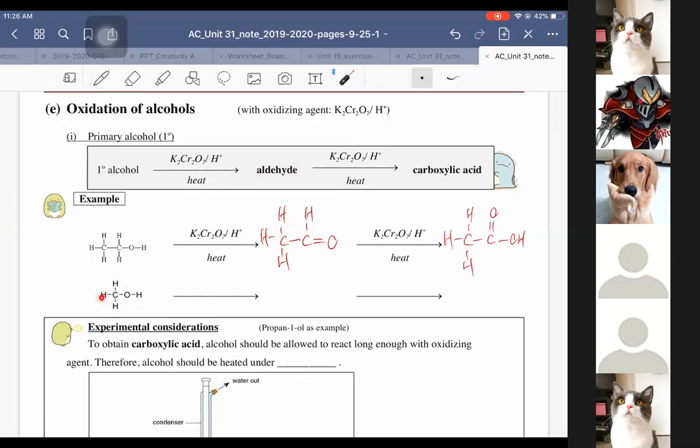Again, if we have another example, the methanol here. So first, it will be oxidized to methanal. Okay, and then remember, you need to write the condition, which is acidified. And again, if we do it for longer time, we will be able to get the methanoic acid.